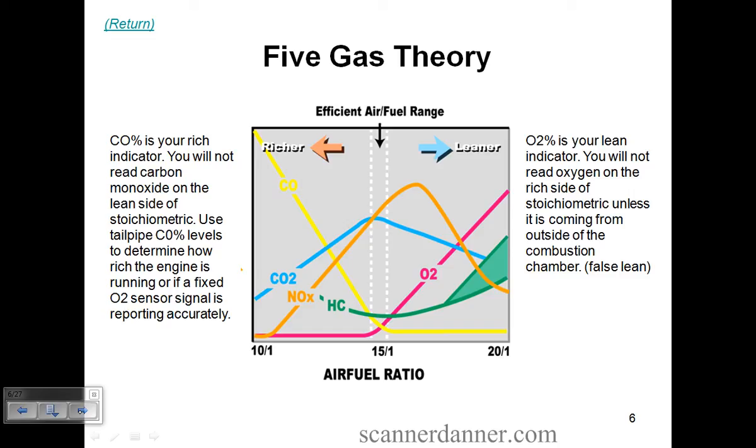I cannot, because, and by the way, this green line comes up. If I am here or here, isn't this the same level of hydrocarbons on both sides, rich and lean? You cannot look at hydrocarbons alone and tell me which side of stoichiometric you're on. You can't do it. It's high on both sides. I can't look at CO2 and determine which side of stoichiometric I'm on by itself.